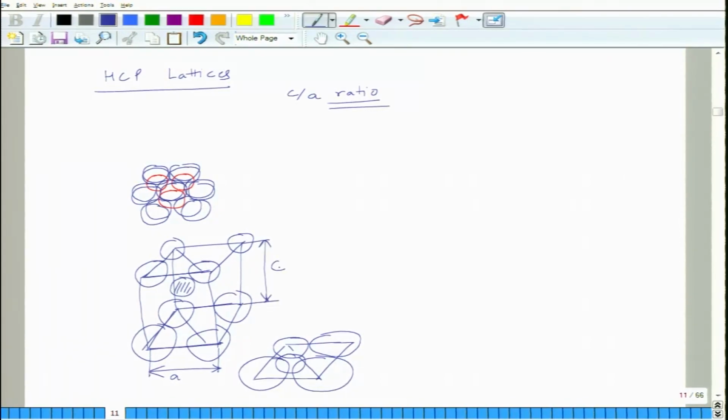when atoms are touching each other, what is the ideal C by A ratio in an HCP structure? So basically we need to find out. If you look at the structure now, for the ideal C by A ratio, if you connect this atom with the atoms below, this with that, this with that, what does it make? It makes a tetrahedron, right? It makes a regular tetrahedron. So basically what you have here is something like that.